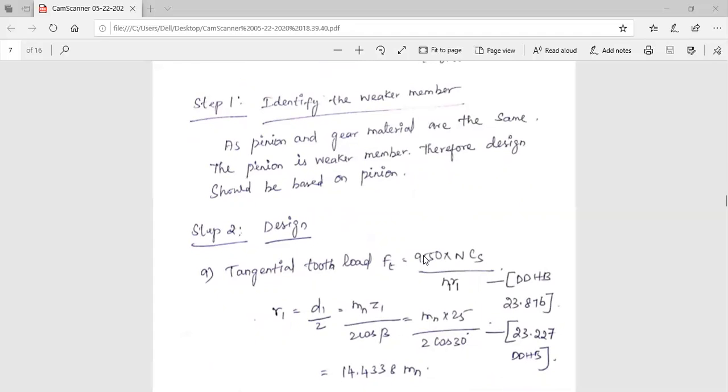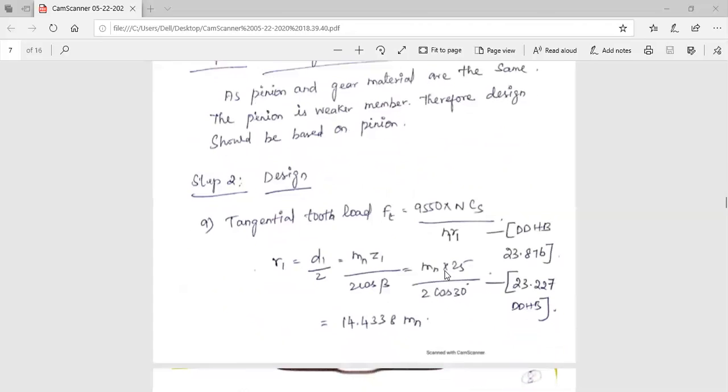So we have two formulas. That is the transmitted load general formula. After that, based on the Lewis equation, you have one more Ft formula. First, you take the normal tangential tooth load. So Ft is equal to, the formula is given in your data handbook, equation number 23.87b. Find out Ft, the formula is given.